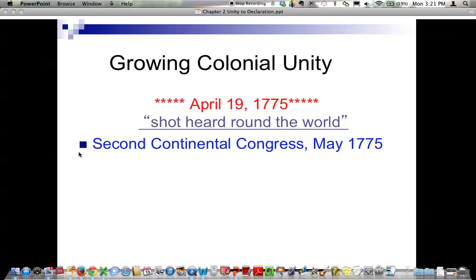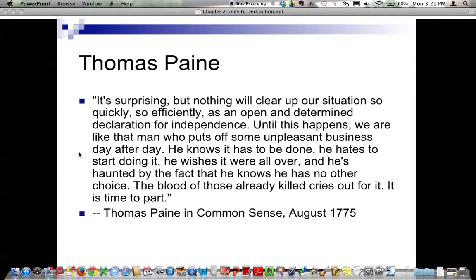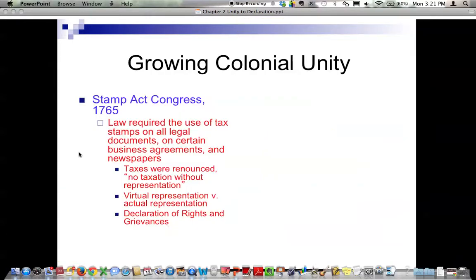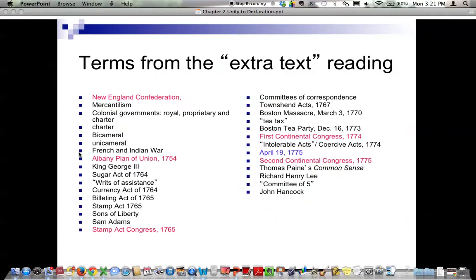So I just wanted to leave you with those 5 key points. Remember, as we went through these slides, you're talking about the 4 main ones. If you go back again, starting with the New England Confederation, going to the Albany Plan of Union, the Stamp Act Congress, the First Continental Congress, and then we will begin class tomorrow with the Second Continental Congress.